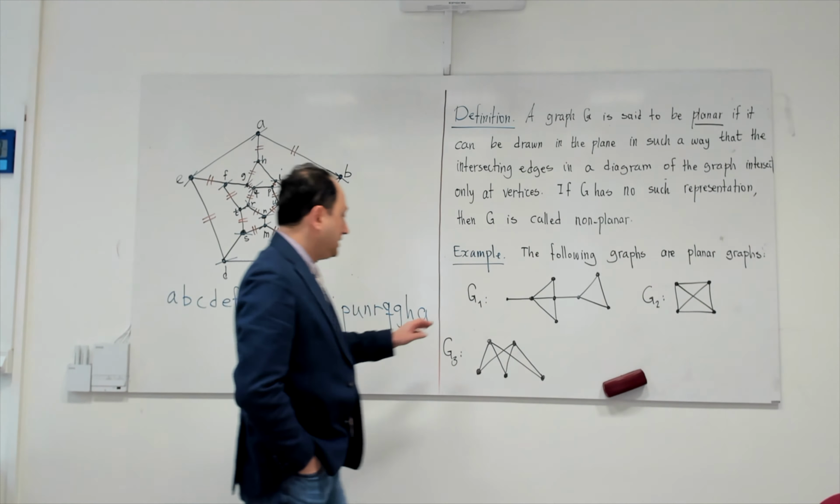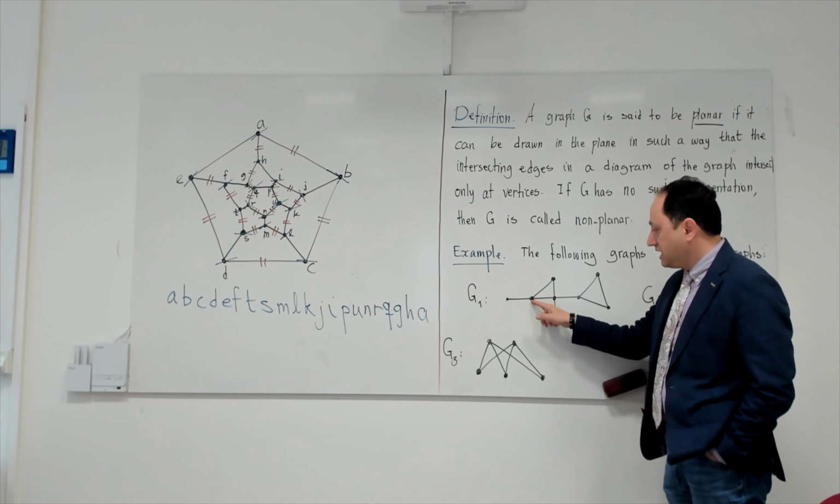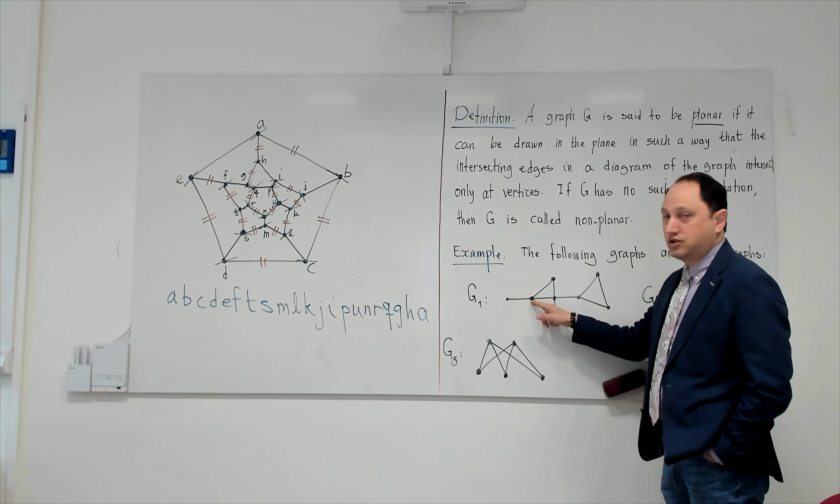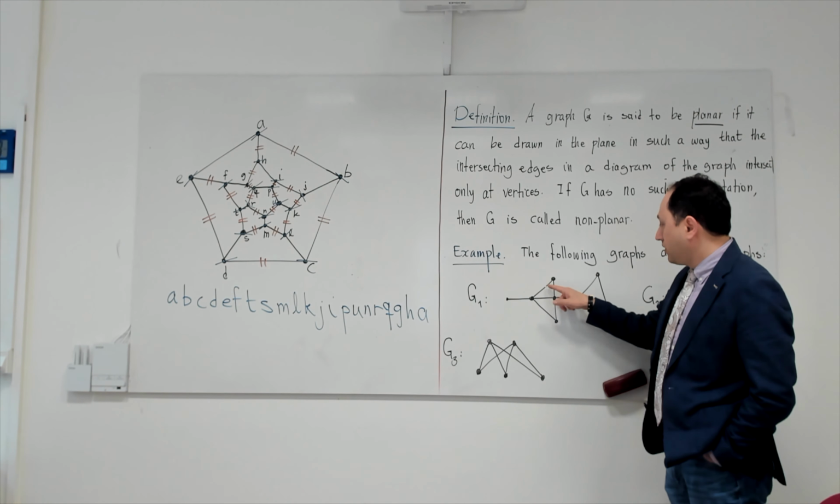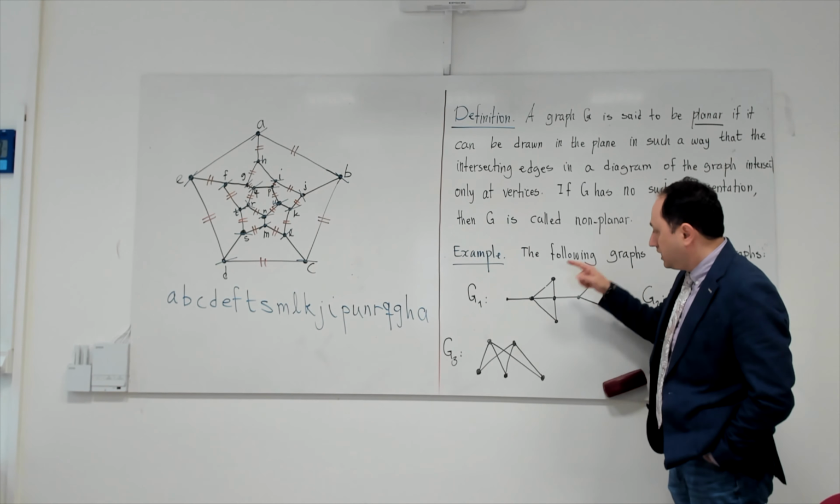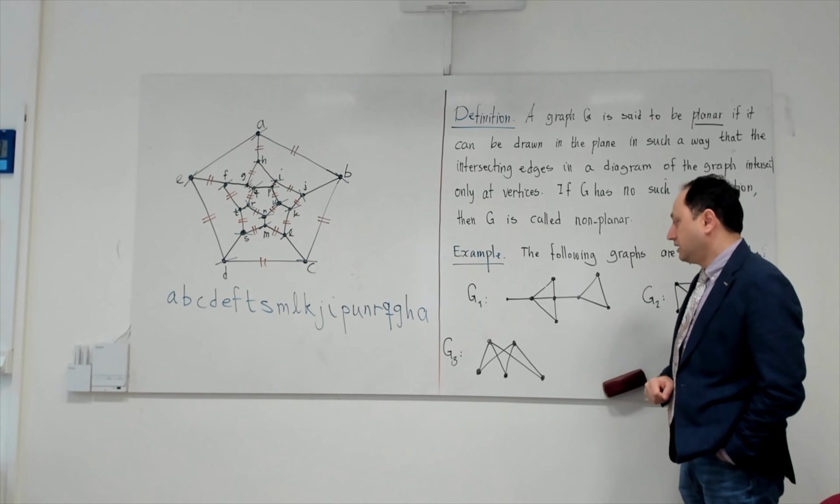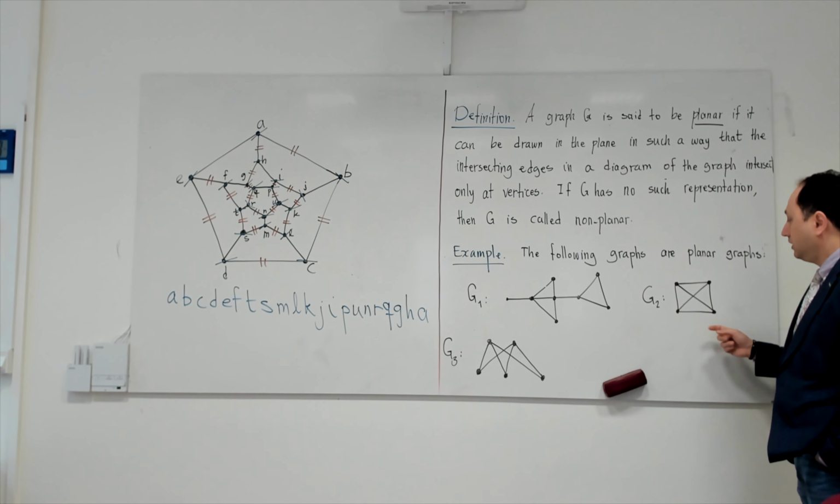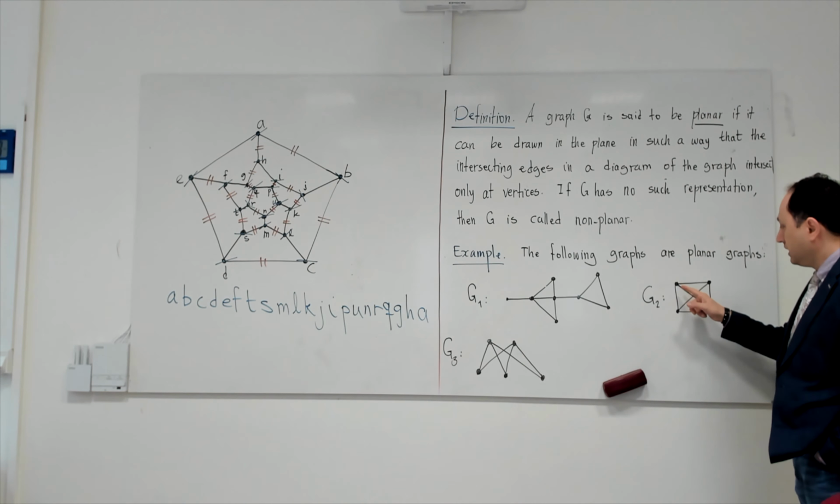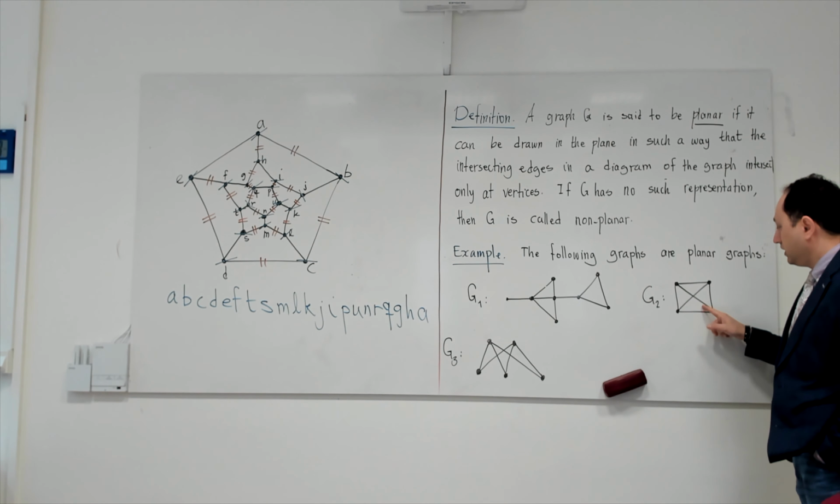Because whenever you see intersecting edges, that is a vertex. For example, this edge and that edge are intersecting at this point, and this point is actually a vertex. So that's no problem. For example, this one and that one are intersecting, but this is a vertex. But here, this is what I mean. This is not a planar representation. You see that this edge and that edge are intersecting, but this is not included.